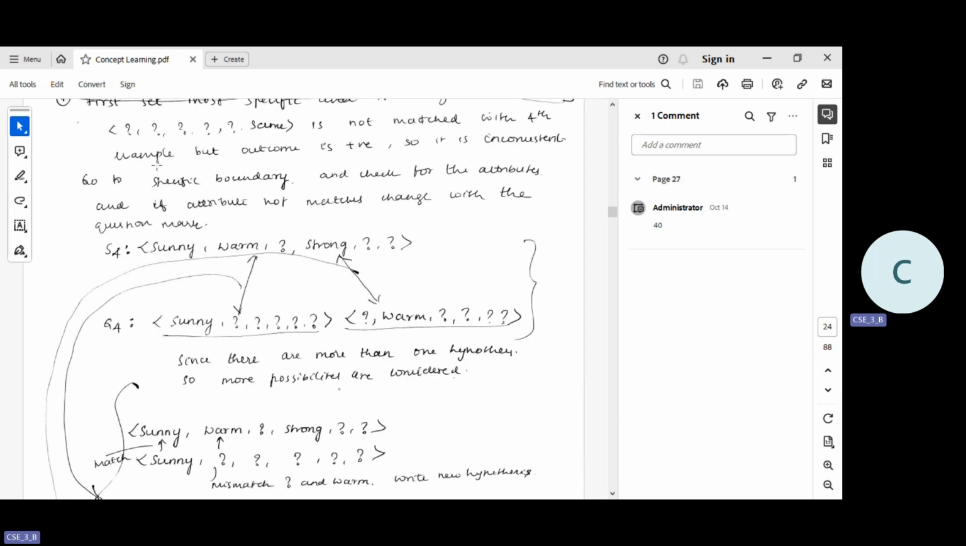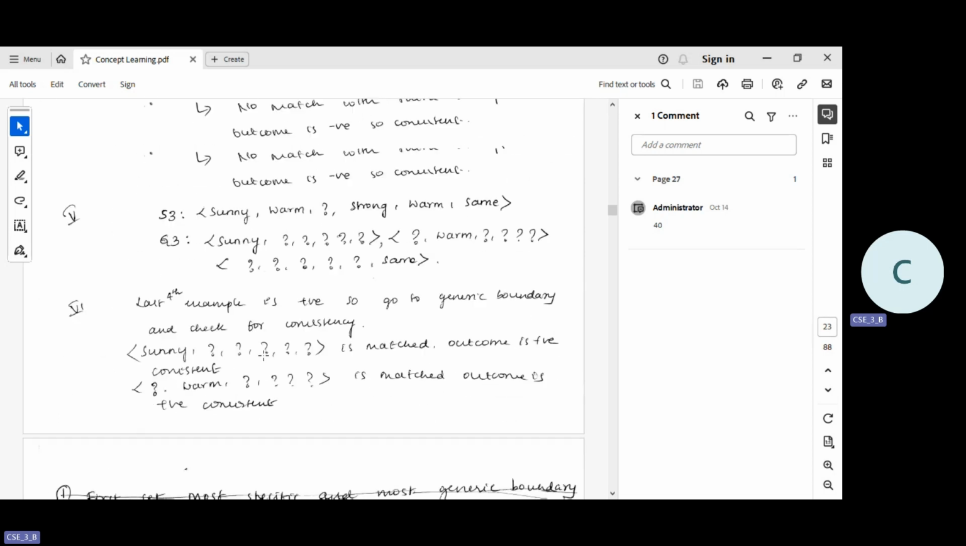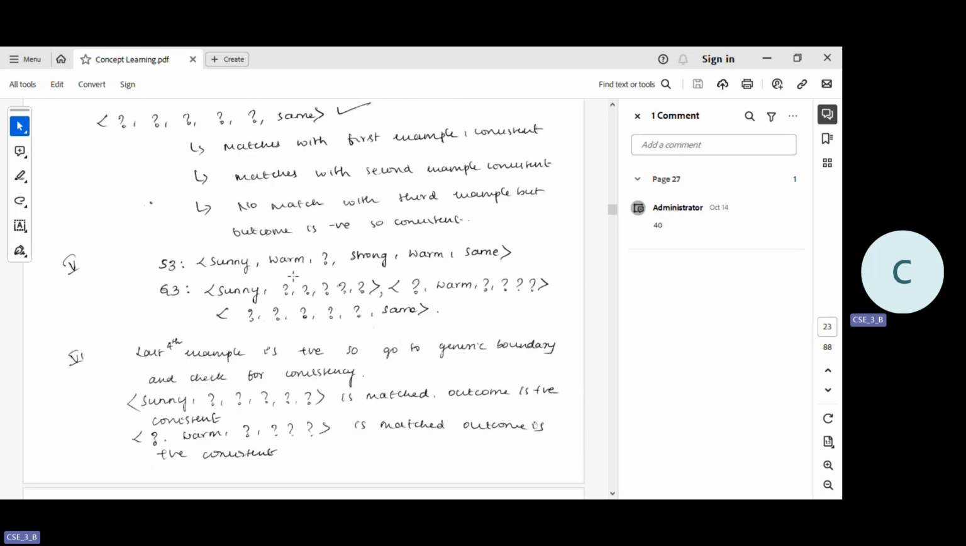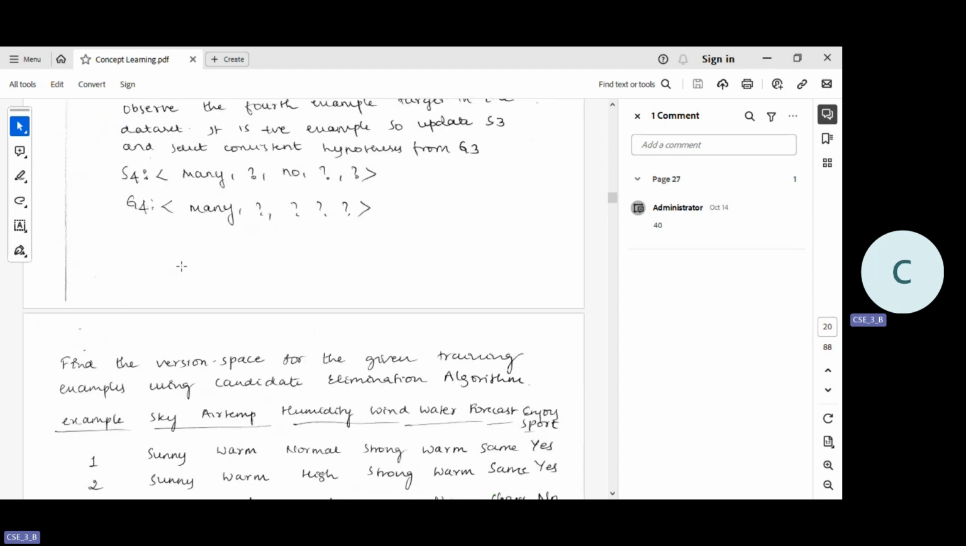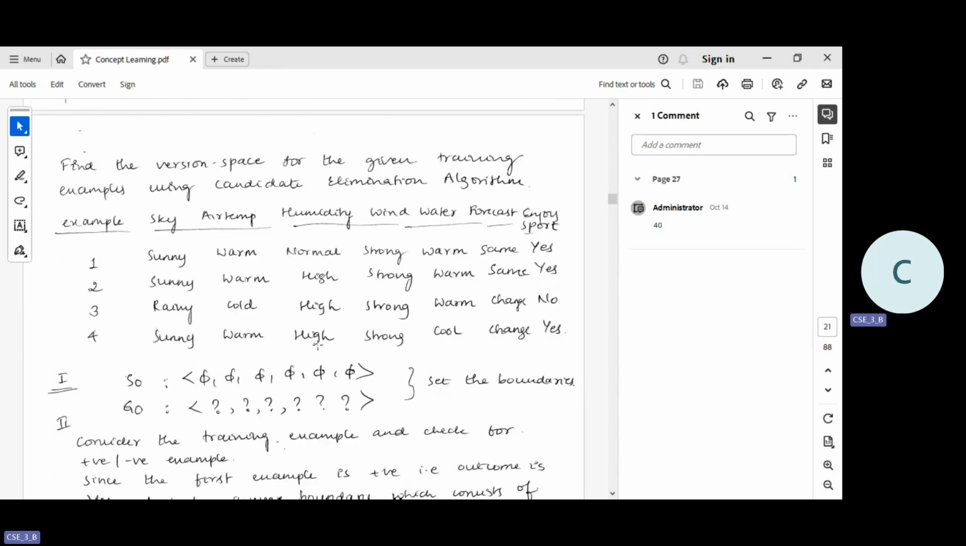Now we have selected only two hypotheses in the generic boundary, and one hypothesis in the specific boundary. Now we have to update the specific boundary, because the generic one we have already selected. We check the specific boundary against the attributes, and if an attribute does not match, we change it to a question mark. We can take this specific boundary: sunny, warm, high, question mark, then strong, cool, change is there.